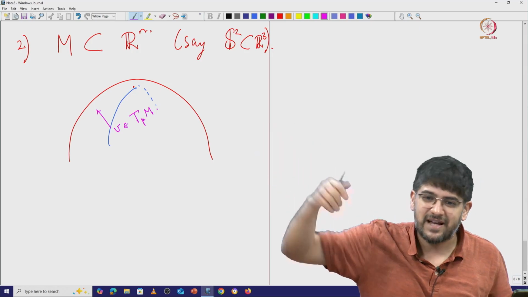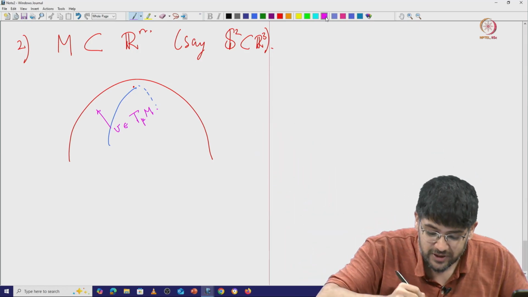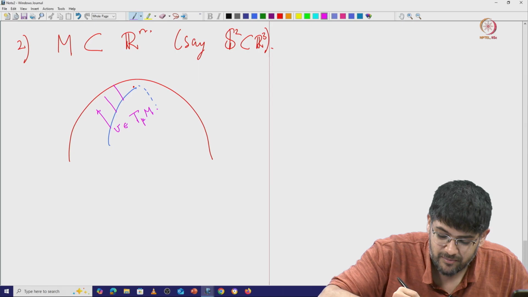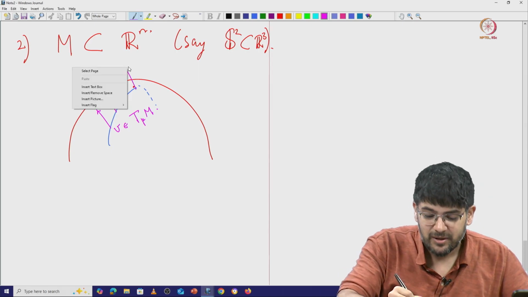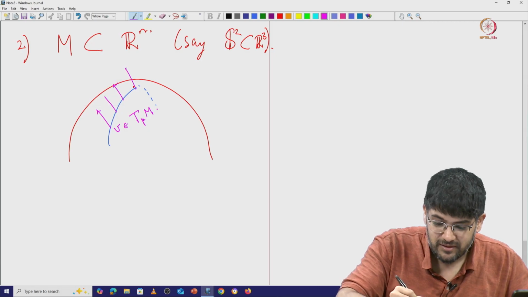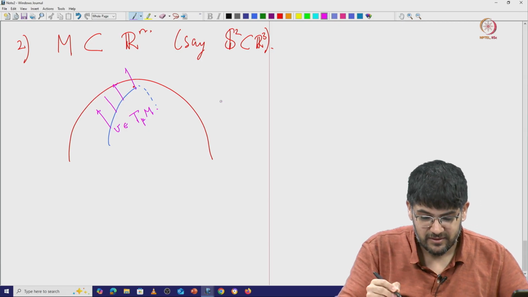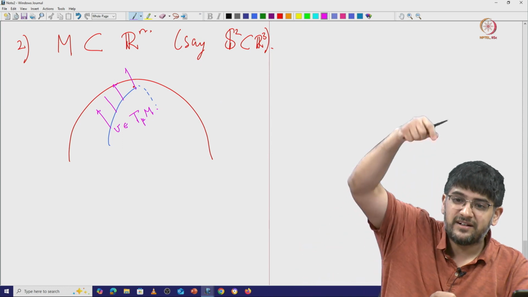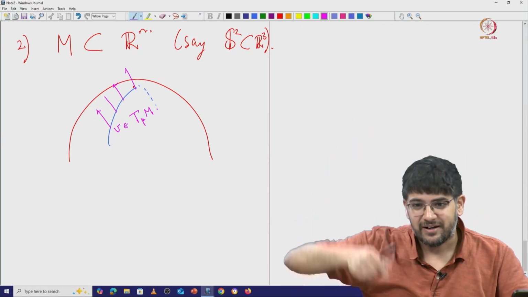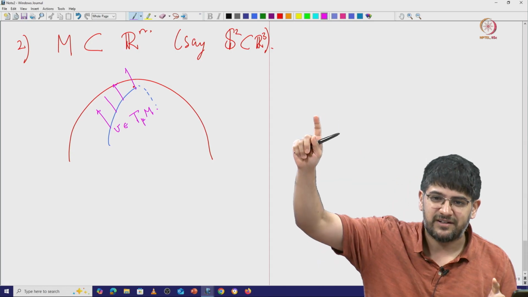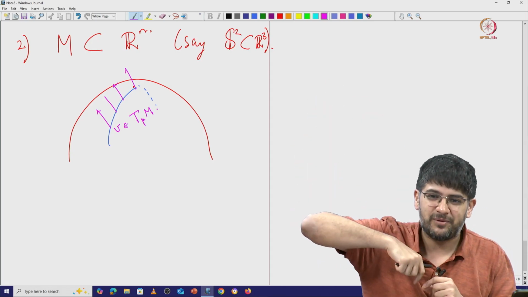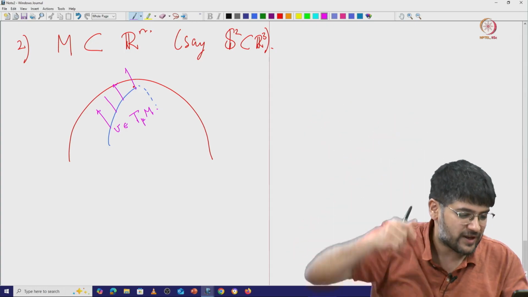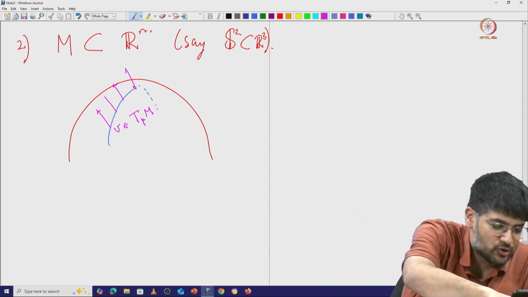parallelly translate this vector as if it's a vector in Rn. But now you notice a problem, because as you keep parallelly moving this vector, clearly at some point, or maybe almost instantaneously, this vector is no longer going to be in the tangent space to M. If you just parallel translate it as if it's a vector in Rn, it's going to point out of M, or at least it's going to have a component that points out of M.